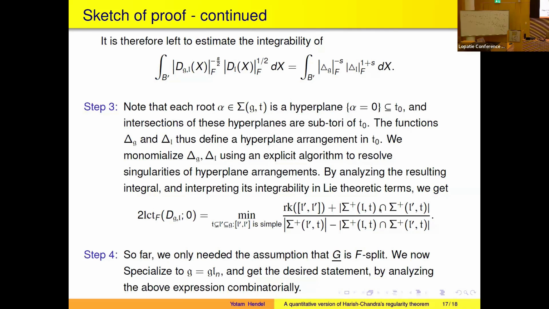So this is a sketch of the proof, or at least a sketch of some of the proof, because there are some combinatorics and some Lie theory arguments that don't appear here. Any questions so far?